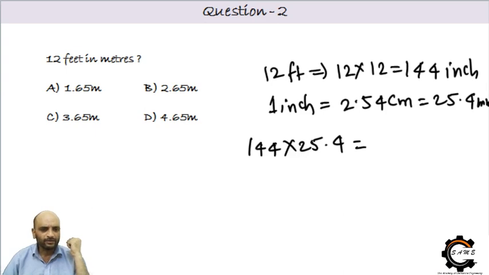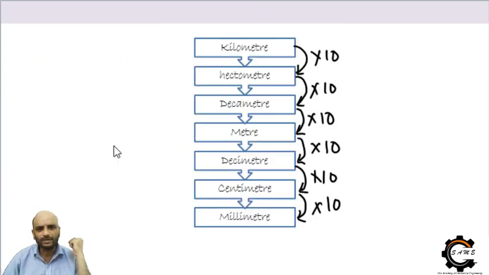Let me do the calculation here. Just a minute. 144 into 25.4, which is equal to, yes, the answer is 3657.6, which is coming in millimeter, and they are asking in meters. So how will I convert this millimeter into meter? Just now we have seen how to convert millimeter to meter: I have to divide by 1000, right?